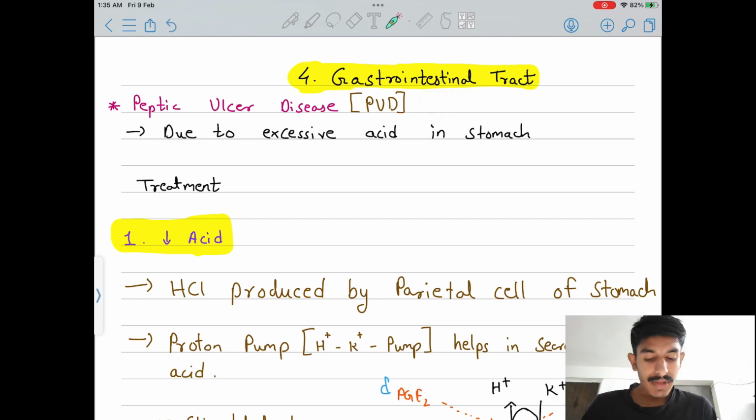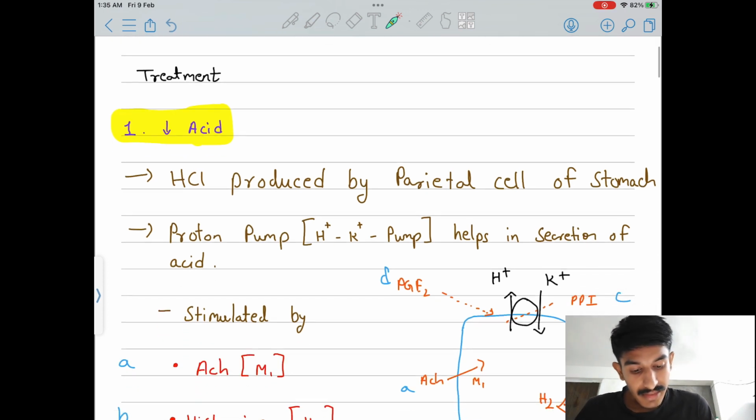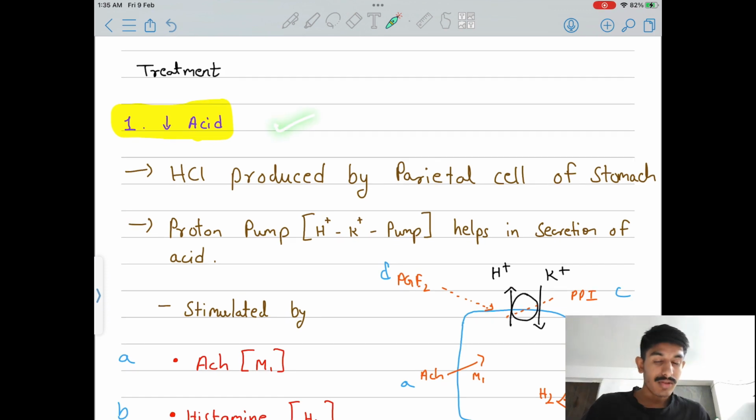Okay, so peptic ulcer disease. What is peptic ulcer disease? It is when your stomach's HCl secretion increases and you get ulceration in the stomach. That is known as peptic ulcer disease. So how can you treat it? First, you can give acid lowering drugs, and second, you can give antacids for pain relief. So let's study acid lowering agents one by one.